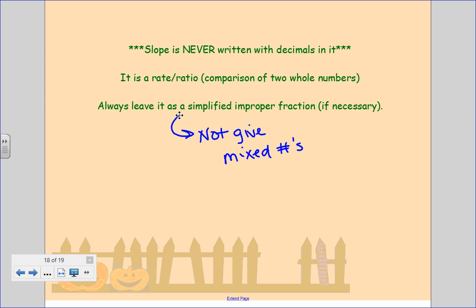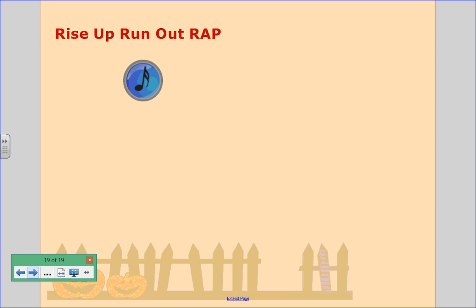Okay, because a slope is a ratio comparing two whole numbers, if you were to turn an improper fraction into a mixed number, that doesn't really give you anything to do with it, we don't know what to do with that whole number out there. So leave it improper, because that tells us the rise over the run. Regardless of proper and improper, you just leave it that way, simplified. And that's it for our lesson.